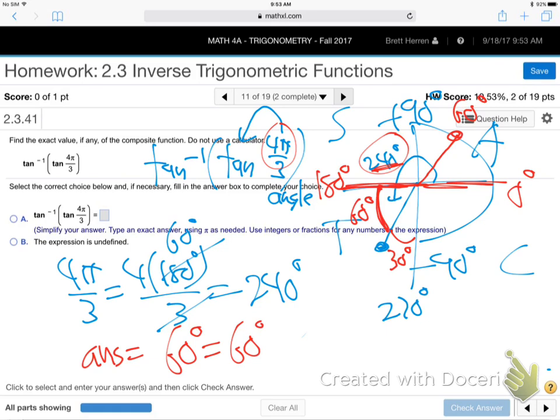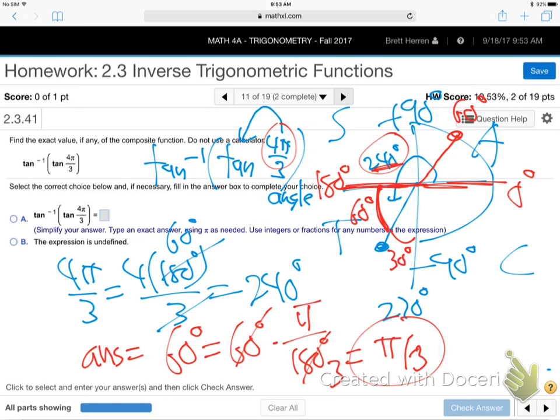So that is what? 180 on the bottom, pi on the top. 60 goes into 180 3 times. Pi over 3. So there, the answer came out pi over 3. The answer was not 4 pi over 3. Everybody good with that? You see why we had to do a little more work?